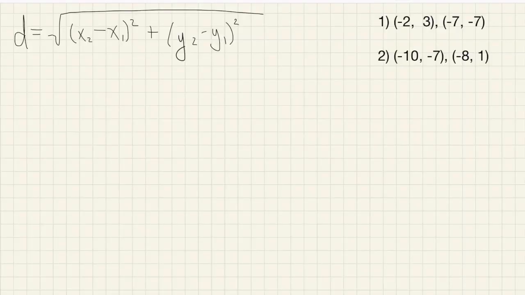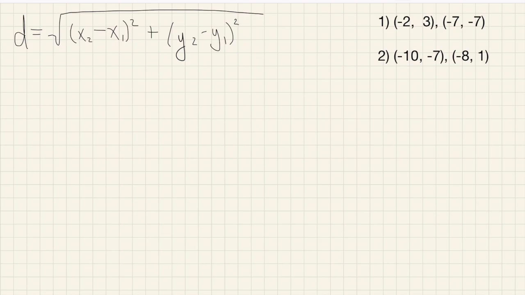So now we're going to look a little bit at the distance formula. If you look at this equation right here, it says distance, or D, equals the square root of (x2 minus x1) squared plus (y2 minus y1) squared. So you might be looking at this and saying, okay, but what is x2, x1, y2, y1?